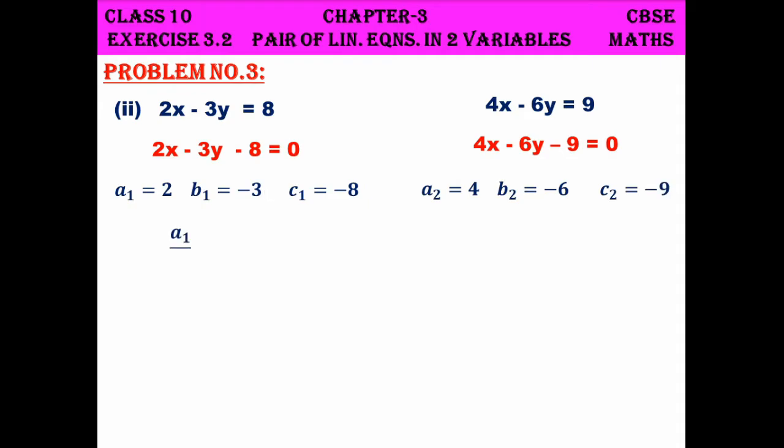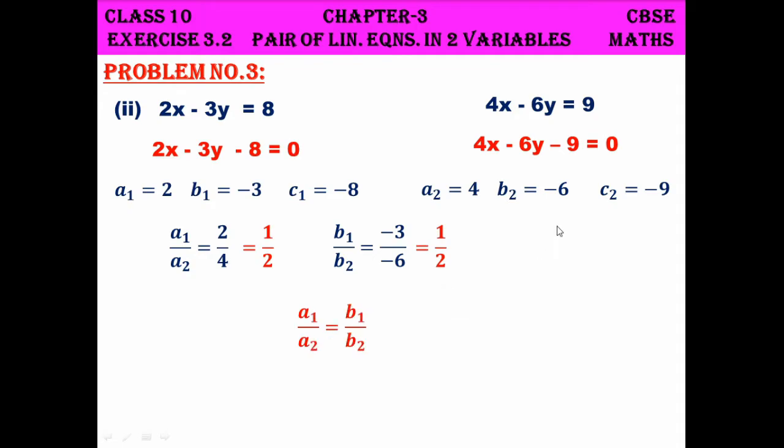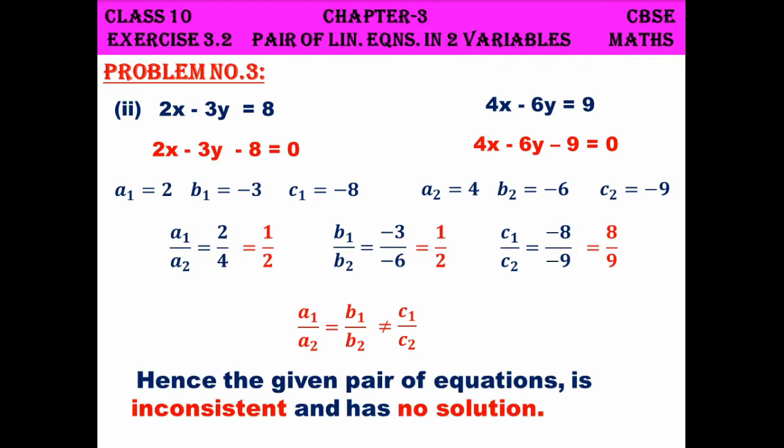Now we'll find the first ratio, that is A1 by A2 equals 2 by 4, which is equal to 1 by 2. And B1 by B2 is also equal to minus 3 by minus 6, which again simplifies to 1 by 2. We see that the first two ratios are equal. Now we'll consider the third ratio, C1 by C2, that's equal to minus 8 by minus 9, which is just 8 by 9, which gives us that the third ratio is not equal to the first two ratios. Therefore, our conclusion is the given pair of equations are inconsistent, that is, they have no solution.